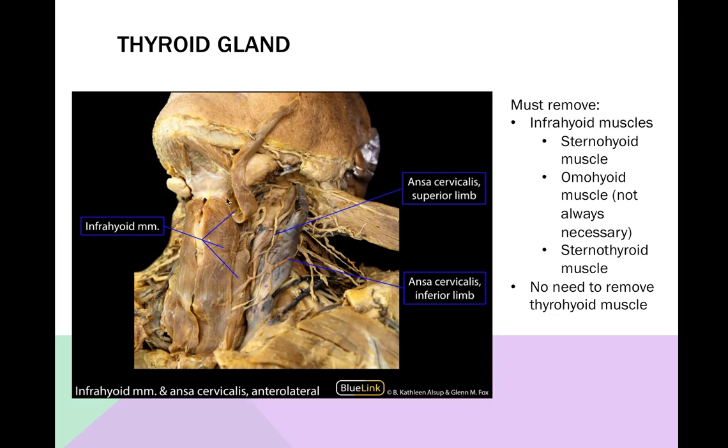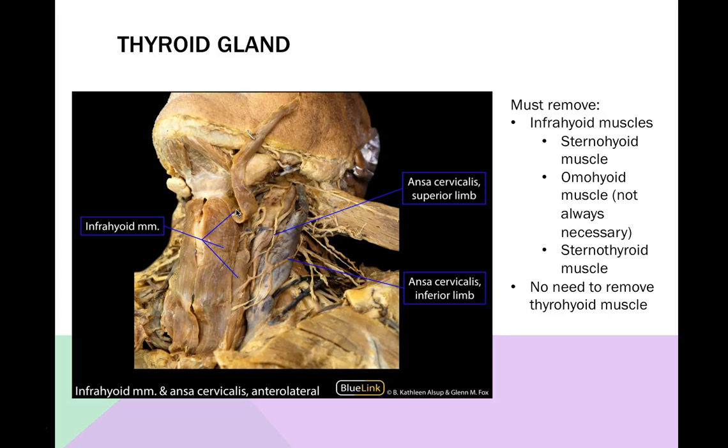We need to reflect the sternohyoid muscle. We also need to reflect the sternothyroid muscle, which is deep to this one. I think we have it coming up in another picture. And we can also reflect the omohyoid, which sits a bit more lateral, or we could just kind of pull it more laterally so we could see the gland a bit better.